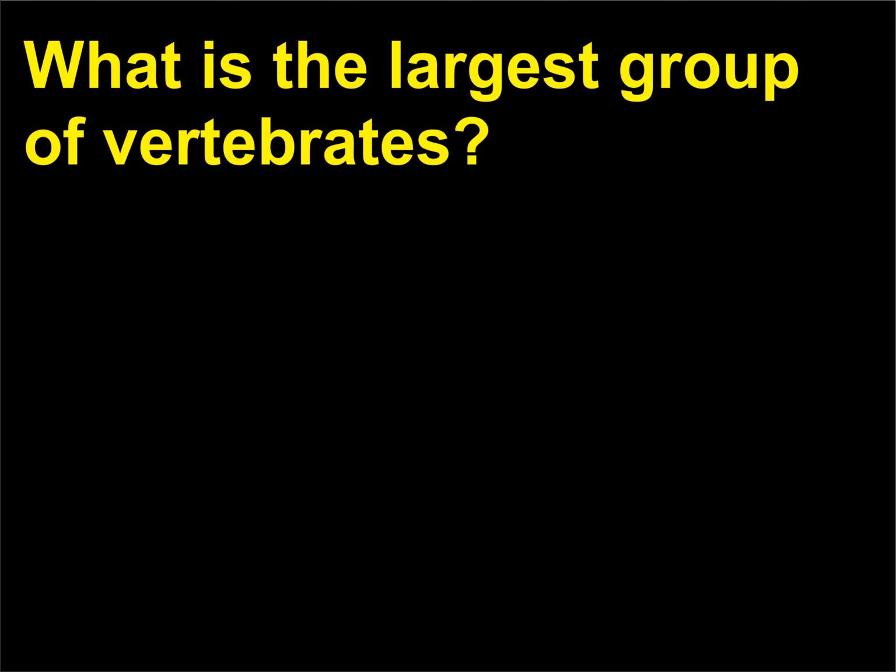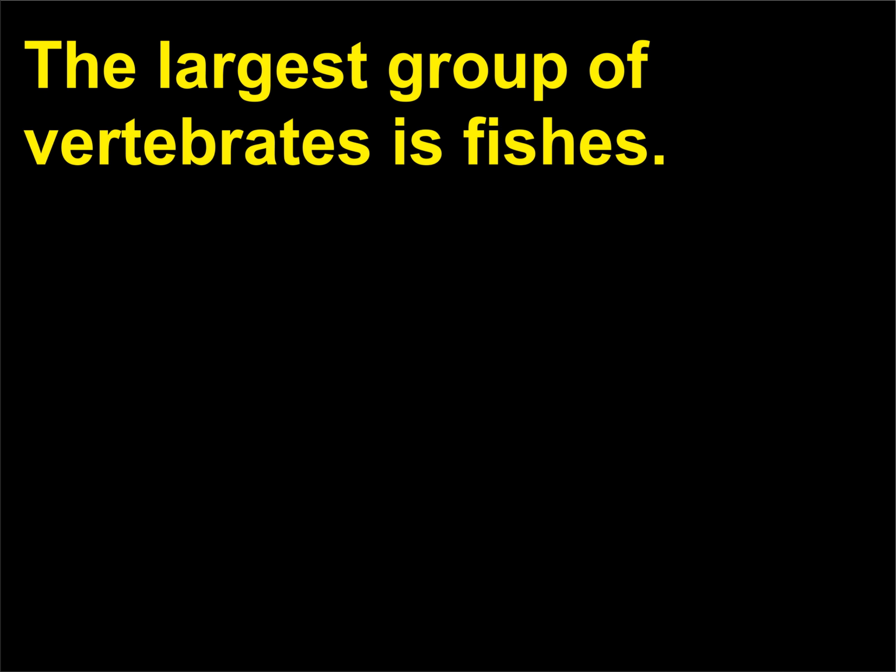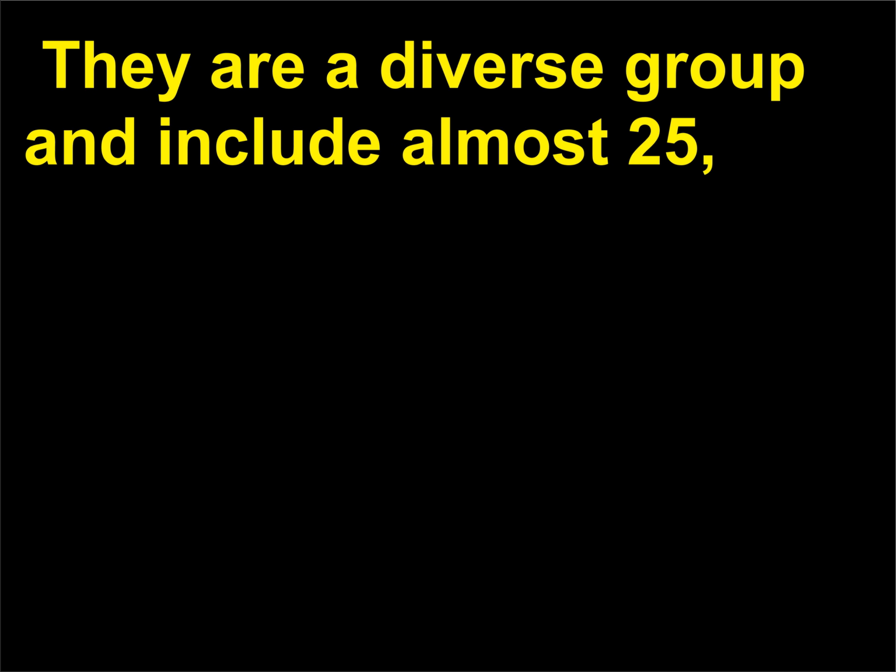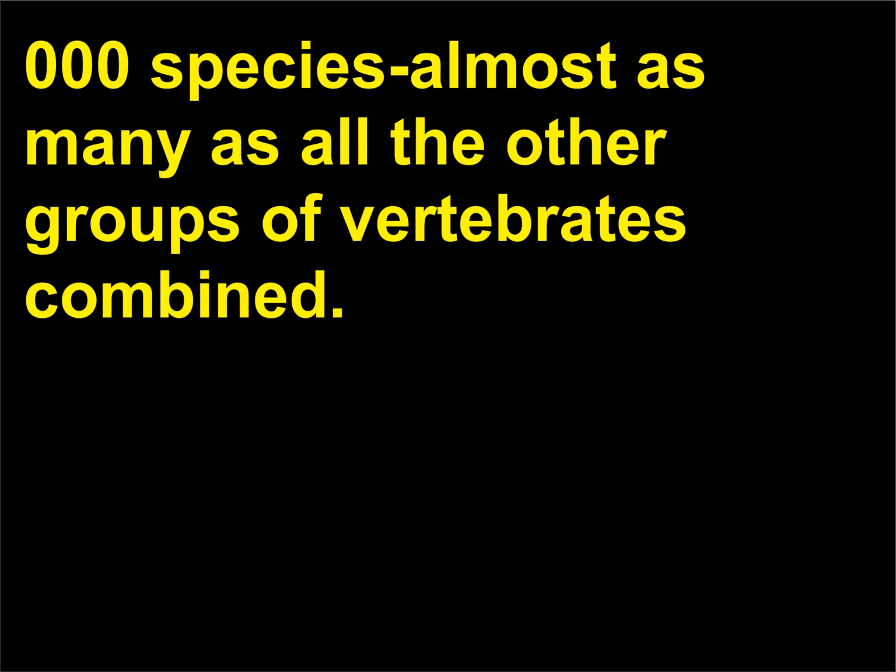What is the largest group of vertebrates? The largest group of vertebrates is fishes. They are a diverse group and include almost 25,000 species, almost as many as all the other groups of vertebrates combined.